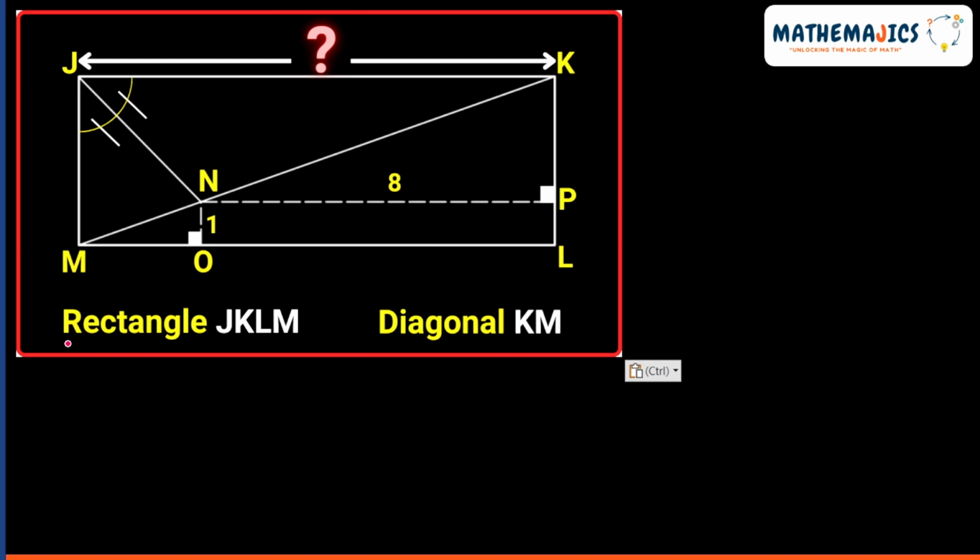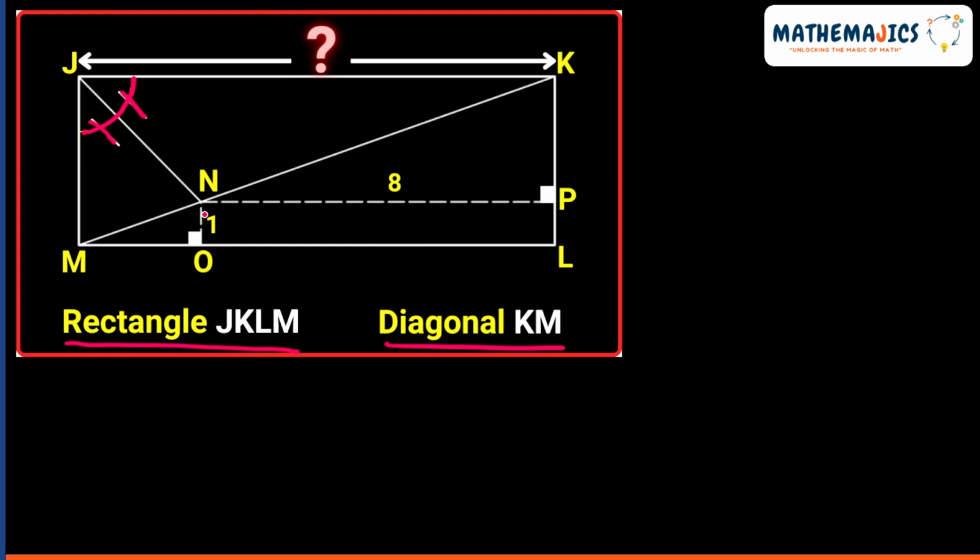In this question, we are given rectangle JKLM and we are also given this diagonal KM of the rectangle. Apart from this, we are also given that angle MJK is bisected. As you can see, these two lines indicate that the angle is bisected. Okay, and the line from point J is meeting KM at point N.